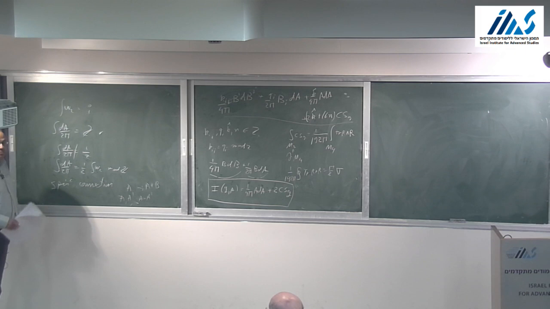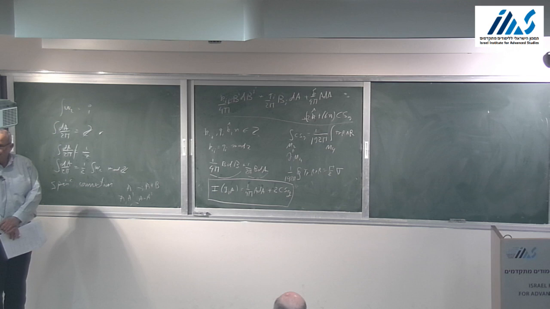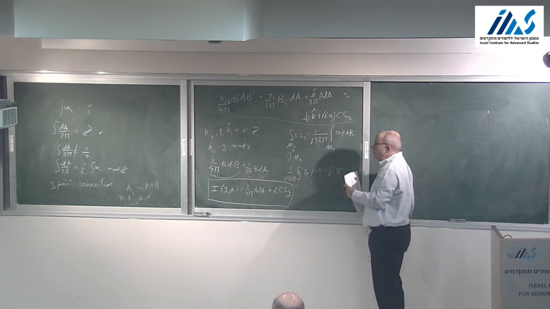Yes? Chern-Simons G? What's the G? Gravitational Chern-Simons. It's very much like this. It's an omega d omega that comes from writing the trace of R wedge R.